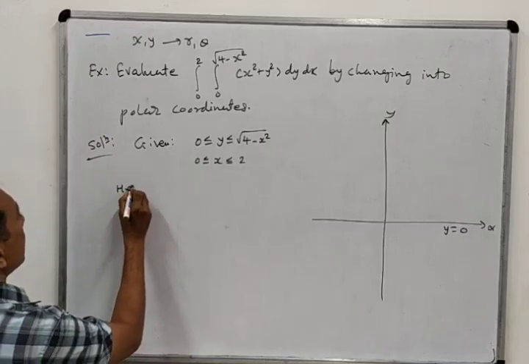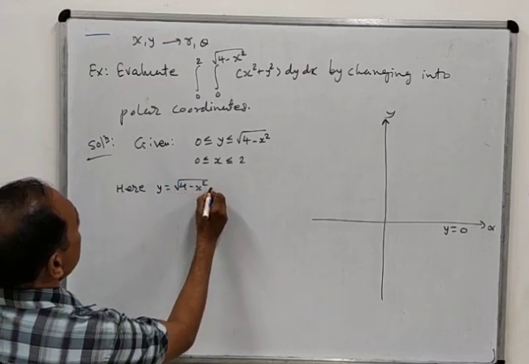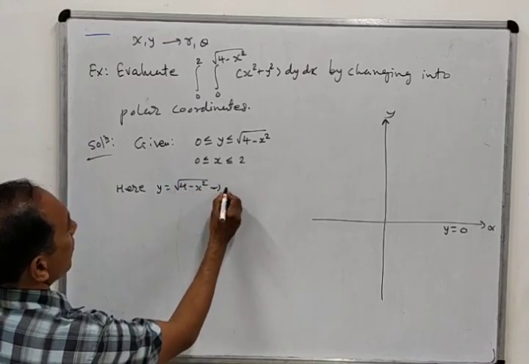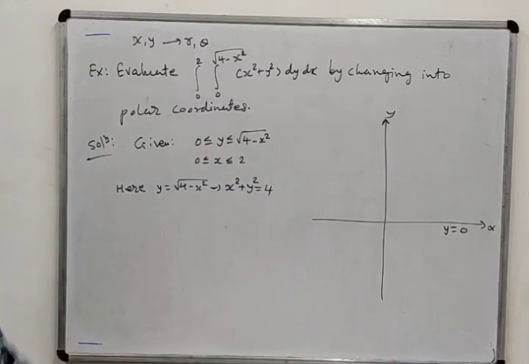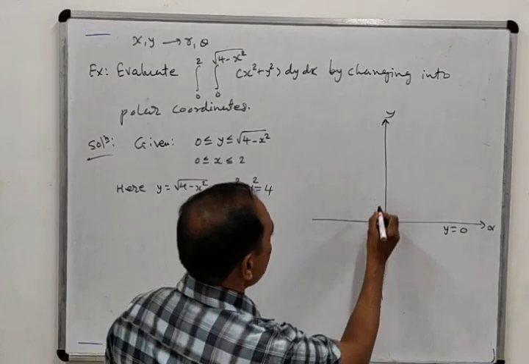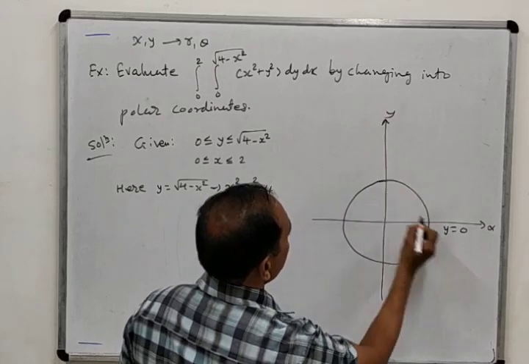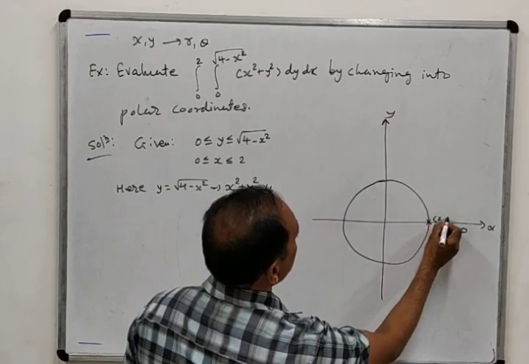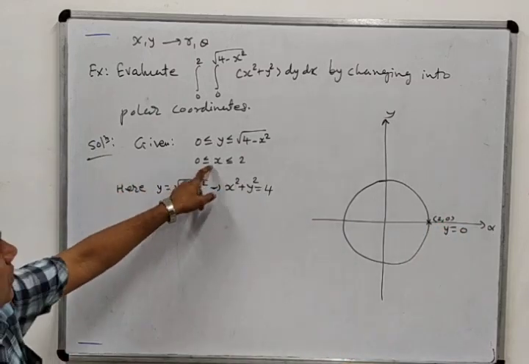Here y equal to root 4 minus x square, that means y square equal to 4 minus x square. So x square plus y square equal to 4, and this you can obtain very easily. And x square plus y square equal to 4 is what? It is the equation of the circle with radius 2. So this is the point 2, 0. Okay, radius 2.